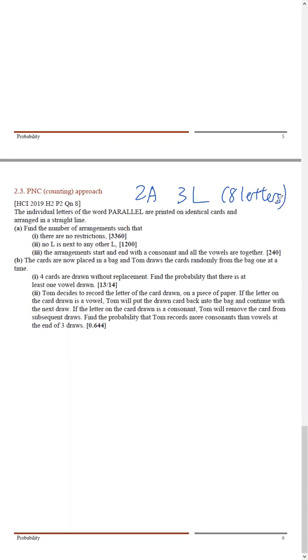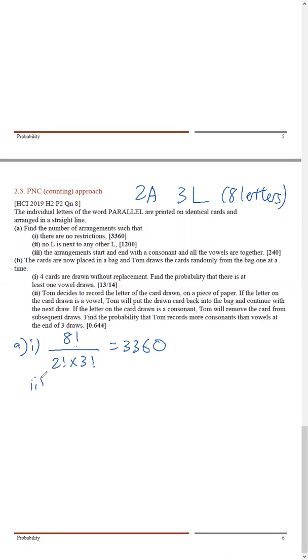That's the first thing. So for part 1, we want to arrange with no restriction. This is a standard textbook question. It will be 8 factorial divided by 2 factorial times 3 factorial. This will give you 3360. 2 factorial because I have 2 repeated A's, 3 factorial because I have 3 repeated L's.